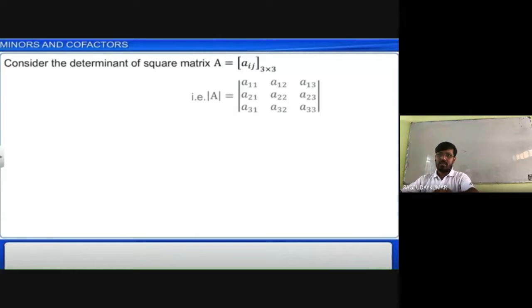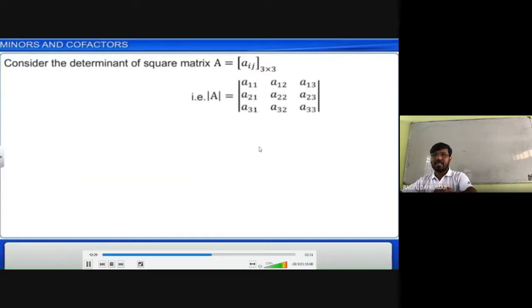So minors and cofactors. What is meant by minor? What is meant by the cofactor of a particular element? First, let us consider the matrix A. Let us consider Aij, a 3 by 3 matrix.